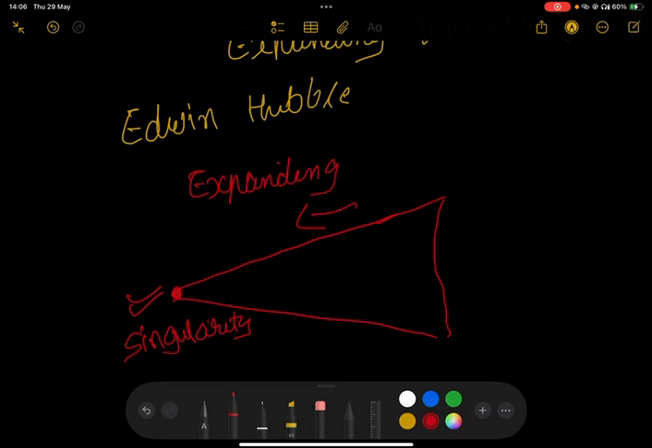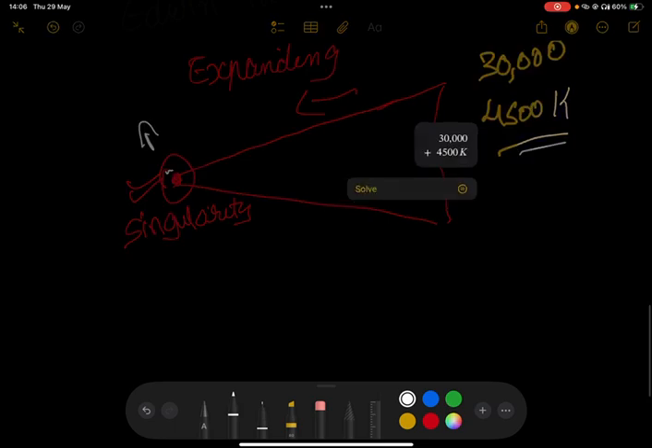It was hypothesized that at the time of the Big Bang, this tiny ball, the singularity, exploded 13.7 billion years before the present, within which our formation and the first atom began to form. Within 30,000 years of the Big Bang, the temperature dropped to 4,500 Kelvin. So if this is the singularity, the temperature here would be very high, but it fell within 30,000 years only to 4,500 Kelvin.